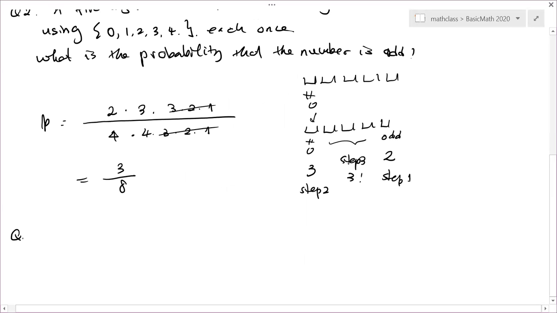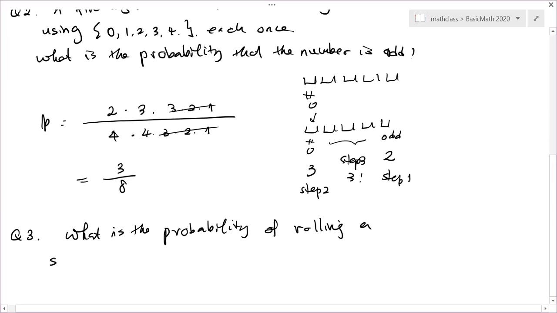Right, our next problem is, what is the probability of rolling a sum of 7 by tossing 2 fair dice? Okay, you're going to toss 2 fair dice, and you should get a sum of 7.